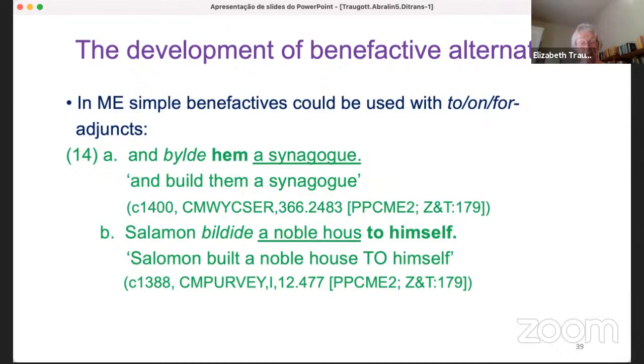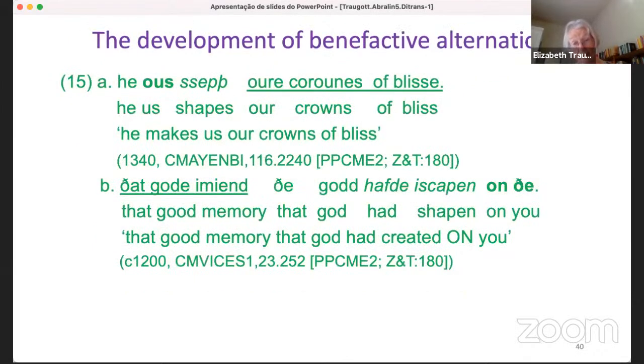That looks like the dative alternation because it has two in it. But you have other ones, other prepositional phrases. Next, please. You find "on", "God has shaped or created on you", the good memory that God has shaped or created on you.